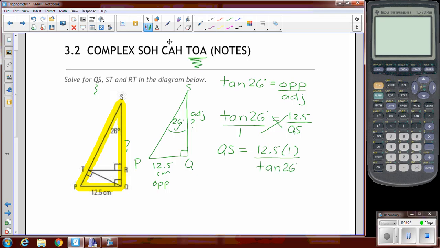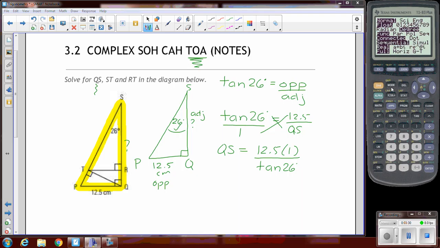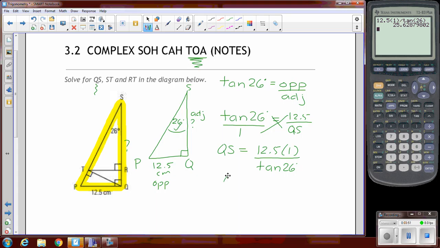So then I'm going to move over to the calculator, and I'm going to really stress that when we're in this unit for trigonometry, we have to check that we're in degree mode. So ensure that your calculator says degree or D or something to show that you're actually working in degrees. Now I'm just going to write what my steps are: 12.5 times 1 divided by the tan of 26 degrees. When I do this, you can see that QS turns out to be 25.6, rounding to 1 decimal place, 25.6 meters.